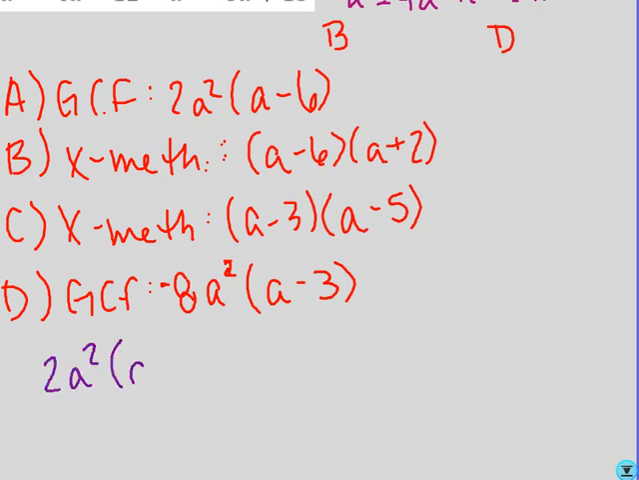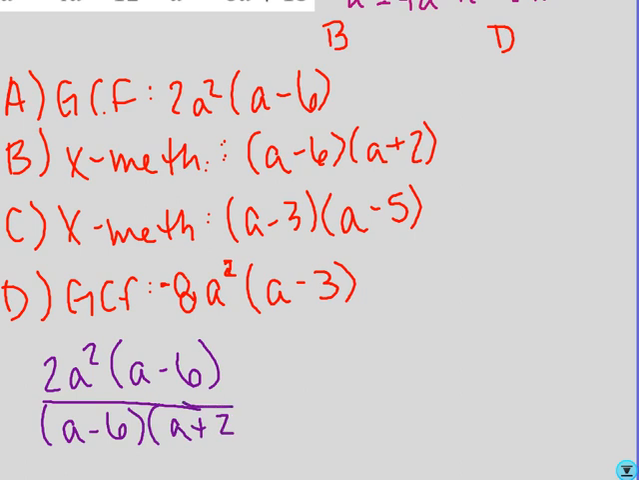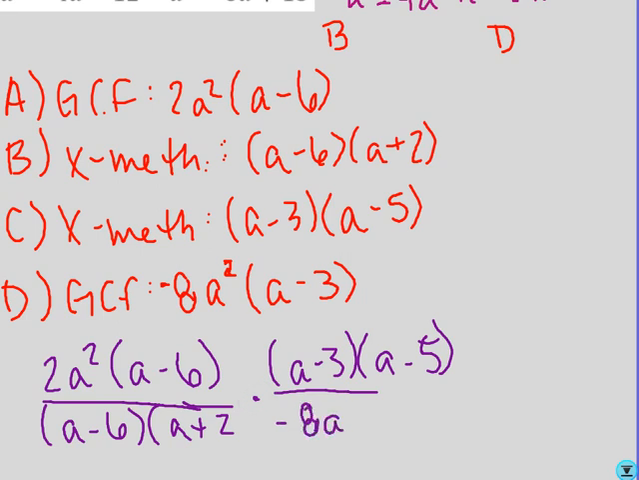2a squared, a minus 6, over a minus 6, a plus 2, times a minus 3, a minus 5, over negative 8a squared, a minus 3.